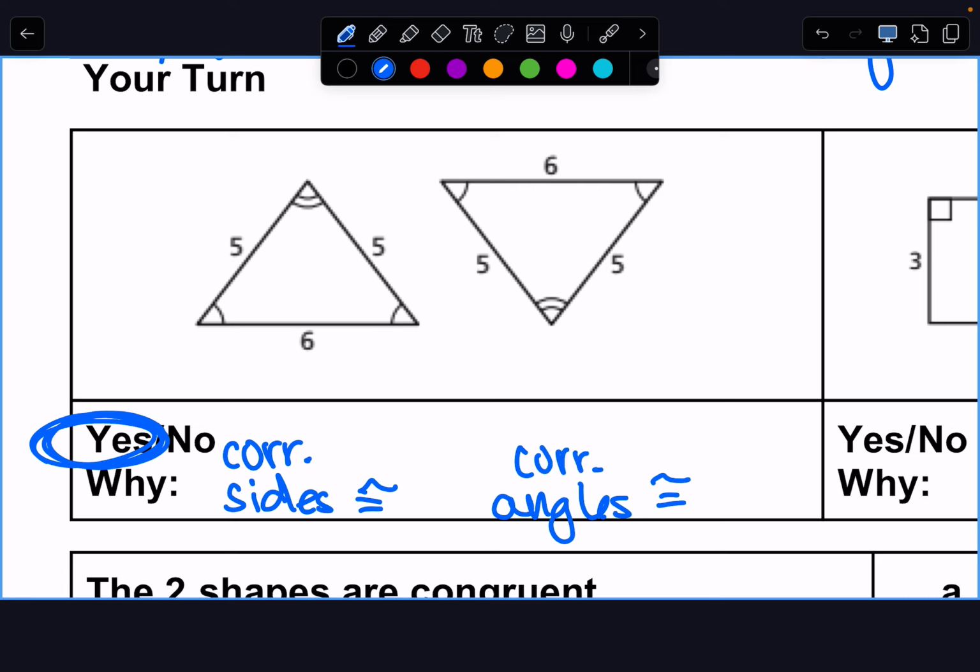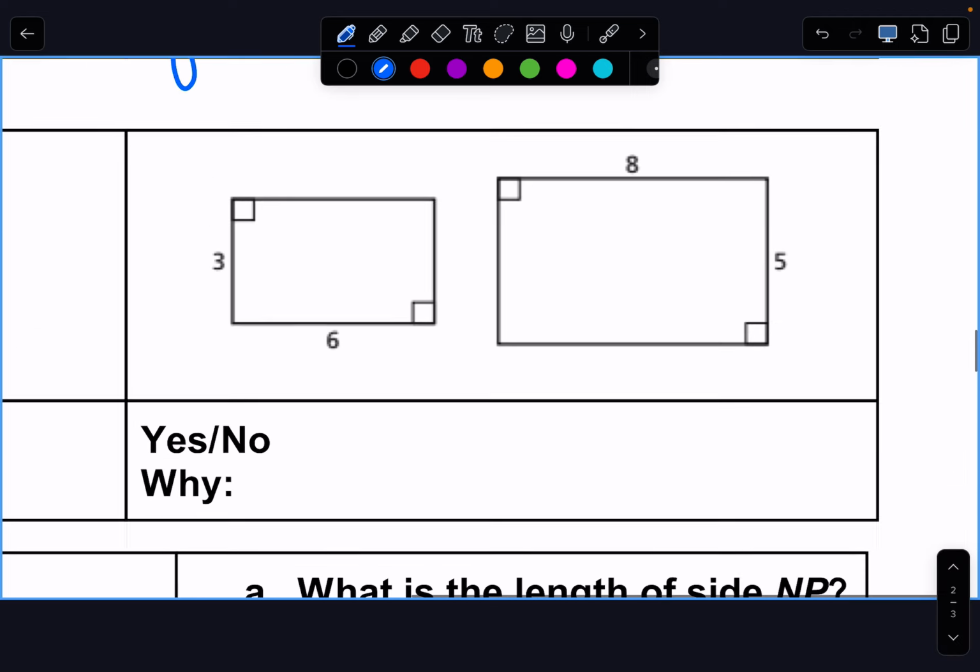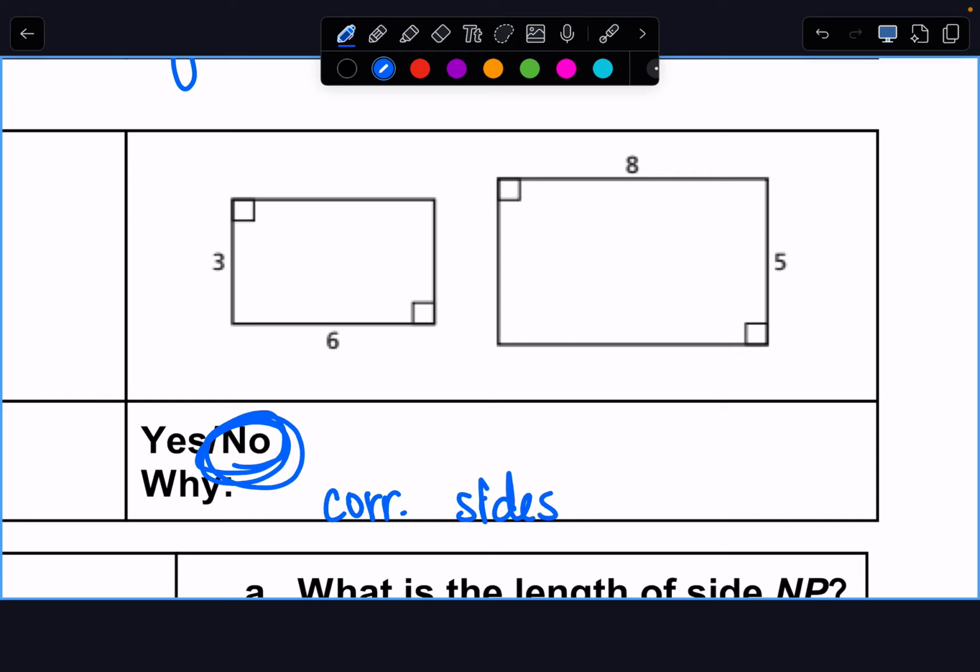I put CORR for corresponding because I don't want to spell the whole word. Is that okay? Yeah. Okay. How about here? No. What's the problem, Kaylee? The sides are not congruent. Corresponding sides are not congruent. Okay. Beautiful.